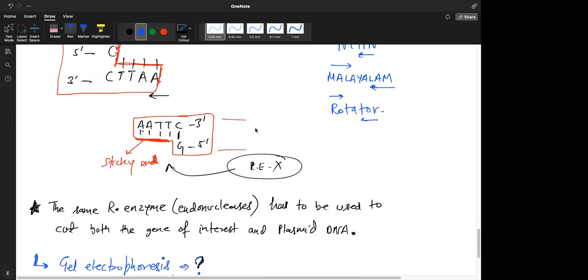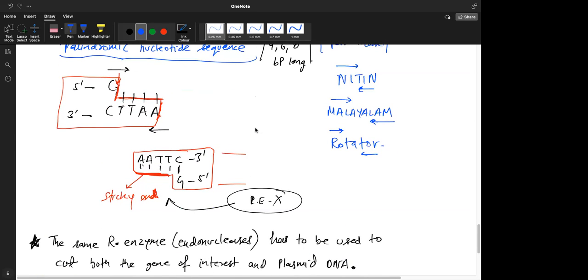These sticky ends attach to each other, and to the piece of our gene of interest if we have used the same restriction enzyme to cut both. That's always necessary in biotechnological experiments: you have to use the same restriction enzyme to cut your gene of interest and the plasmid vector, so that the same sticky ends are left in both pieces and they can be ligated together easily to make a recombinant vector. Correct?